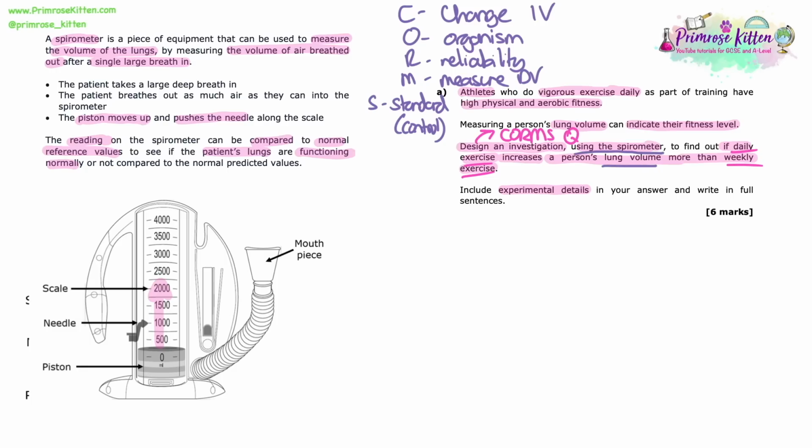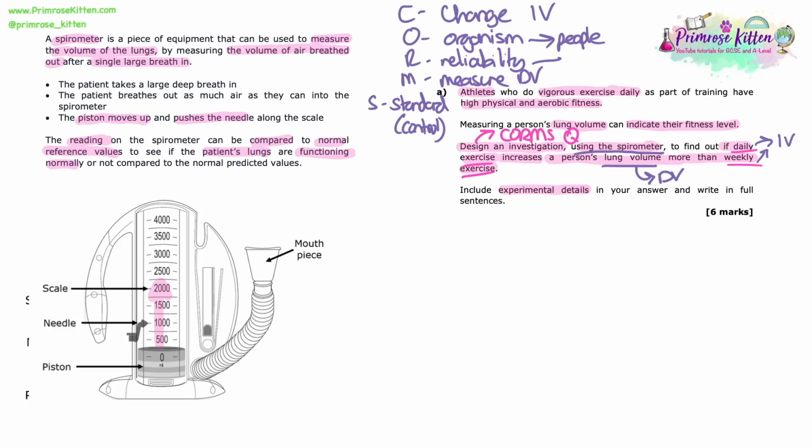So it's telling us we need to use the spirometer, and it gave us a really important breakdown of how the spirometer worked and that we can measure lung volume, because we can measure the volume of air breathed out. So that's going to be our dependent variable. It tells us we want to compare the daily versus the weekly exercise. So we're changing the amount of exercise they're doing. Is it every day or just once a week?